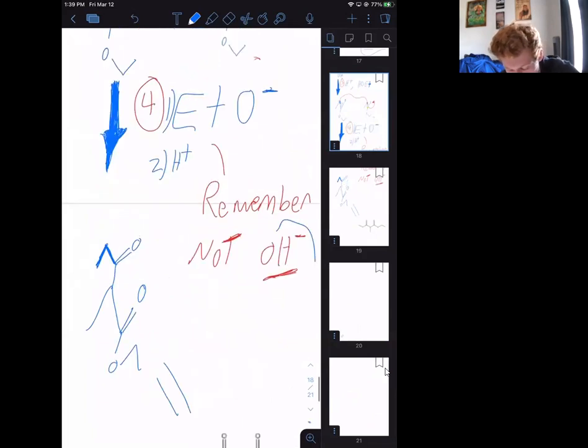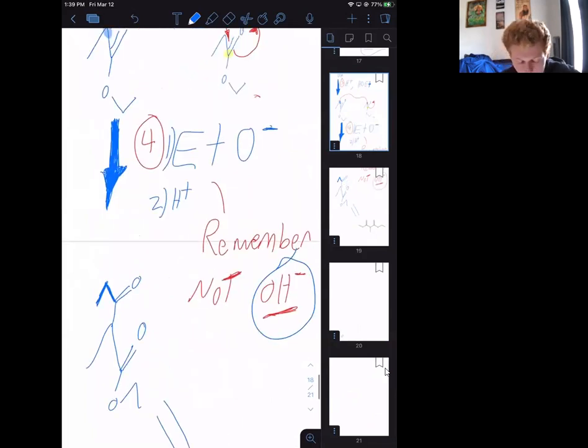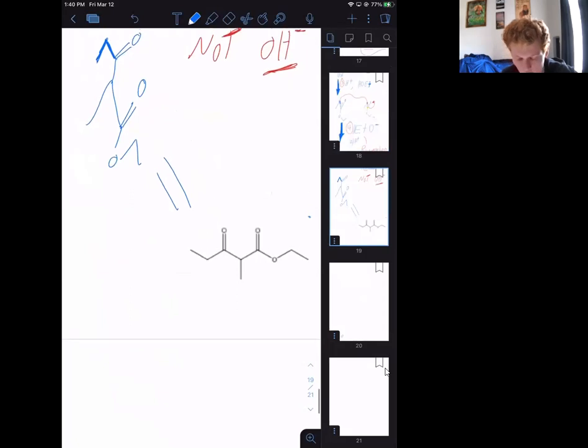Remember not to use OH because it will saponify your esters. And yeah, that's pretty much that.